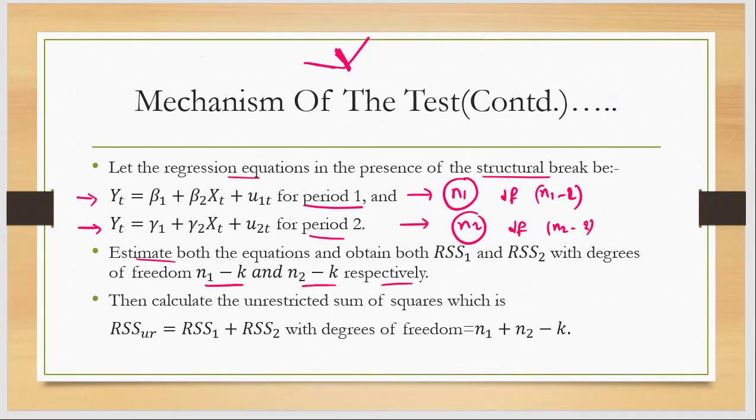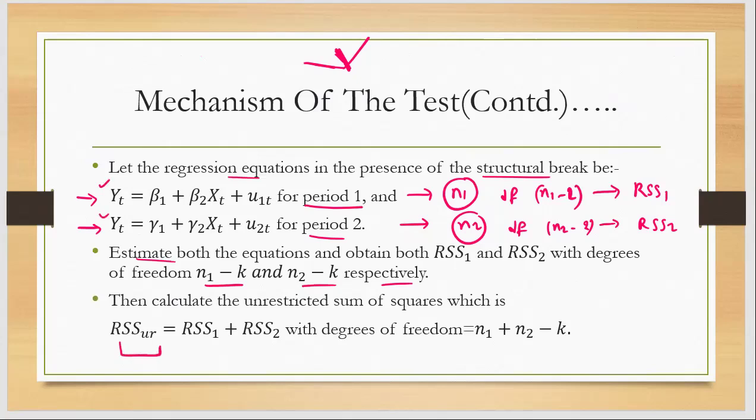This is step 2. And from these two models, we will again get some residual sums of squares. Here we will get RSS1, here we will get RSS2. See, RSS1 and RSS2. Now to find out the RSS of the unrestricted model.